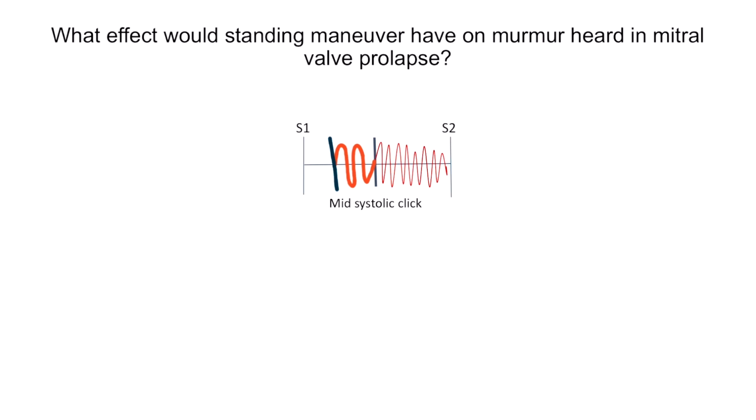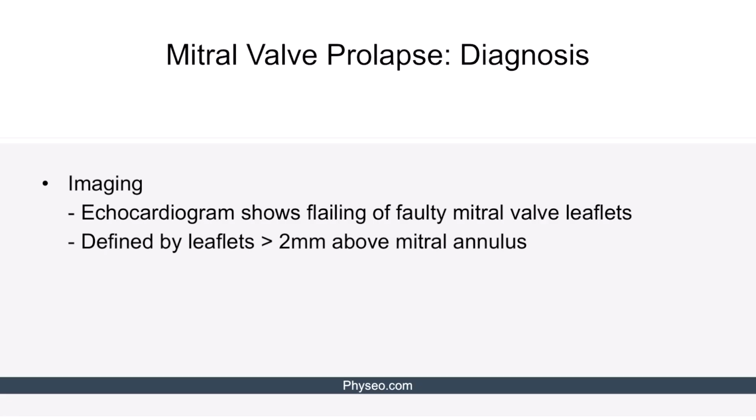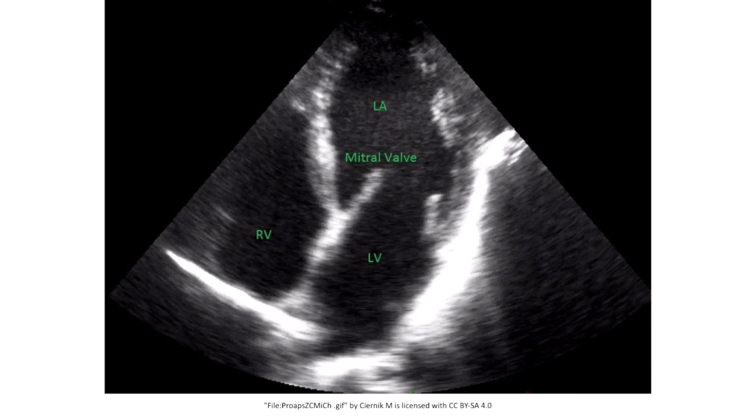Therefore, standing would make the classic mid-systolic click, heard before the murmur in mitral valve prolapse, occur slightly earlier in systole, and the murmur would also lengthen. Diagnosis is once again confirmed by the echocardiogram, which demonstrates flailing of faulty mitral valve leaflets above the mitral annulus. This is further defined on imaging by mitral leaflets that flail more than 2 millimeters above the mitral annulus during systole. Here we can see what a severe mitral valve prolapse may look like during systole on echocardiogram.